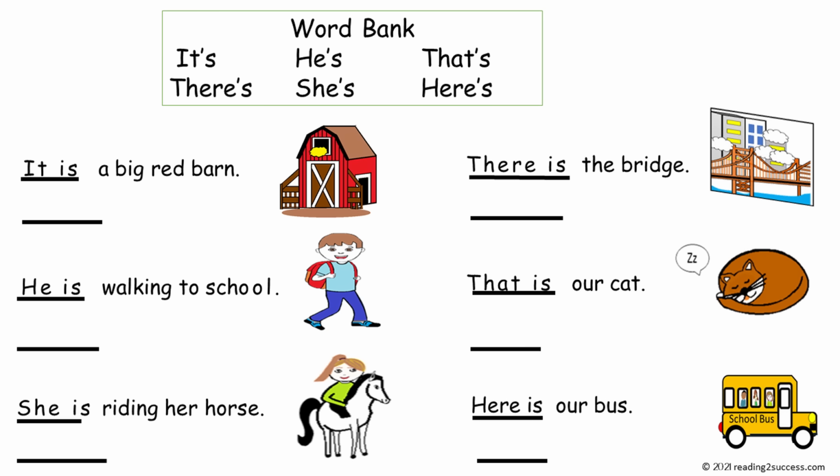Now work with kids to choose the correct contraction to replace the two words underlined in each sentence. For example, read the first sentence. It is a big red barn. Then ask kids what contraction in the word bank could replace the two words it is. If they need some help, that's fine. And with or without your help, have kids write its, capital I-T apostrophe S.